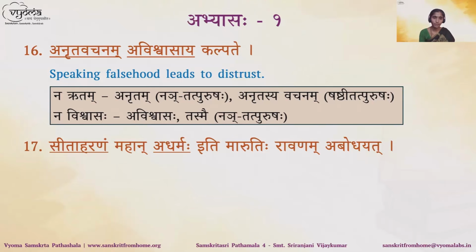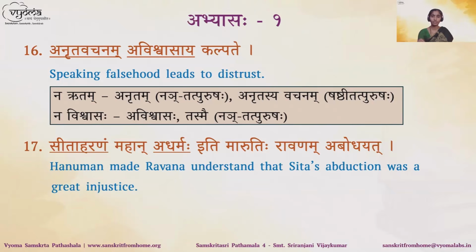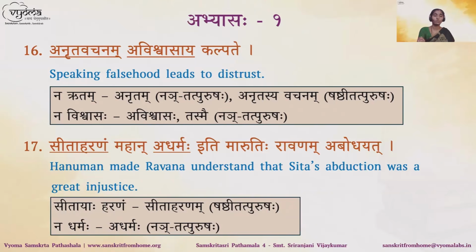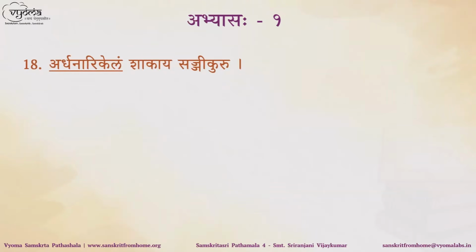So samasta padam Sita haranam. Haran of Sita. Correct. Sitayaha haranam, Shashti tatpurusha. And adharma is na dharma, nai tatpurusha. Correct. That's all. So Hanuman made Ravana understand that Sita's abduction was a great injustice. Sita haranam mahan adharmaha. Okay, so Sitayaha haranam, Sita haranam, Shashti Tatpurusha, and na dharmaha adharmaha. So this is Nai Tatpurusha. Okay, fine. Dhanyavadaha Bhagini. Then the next one.